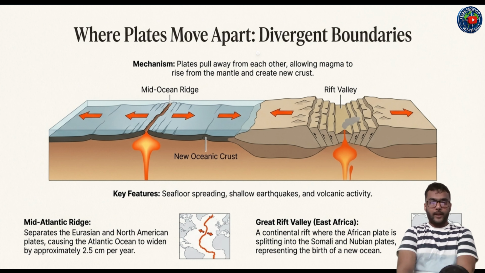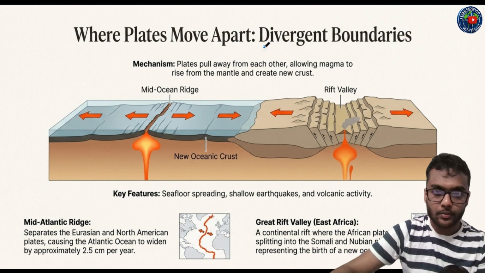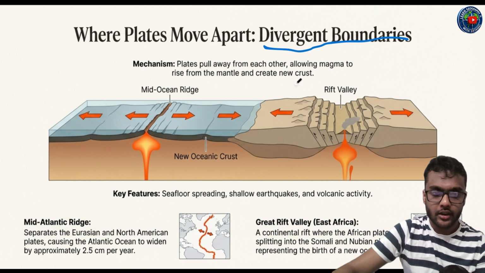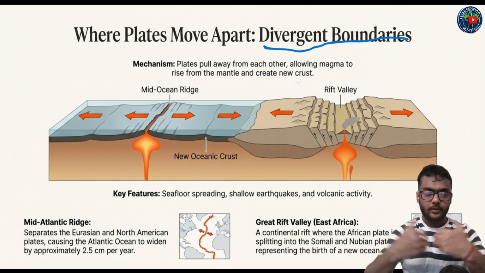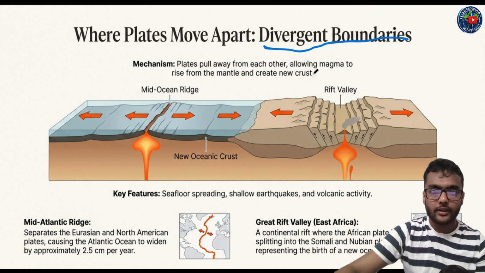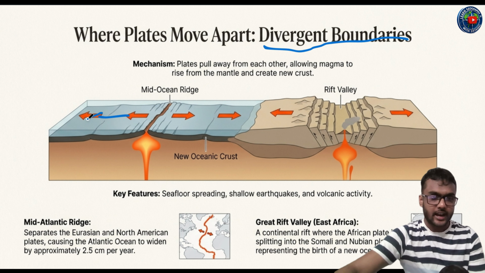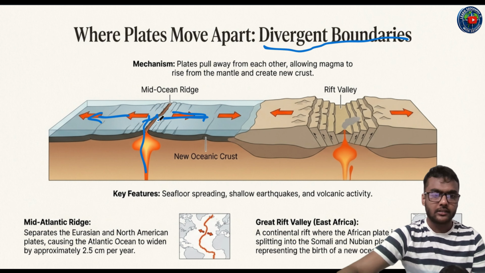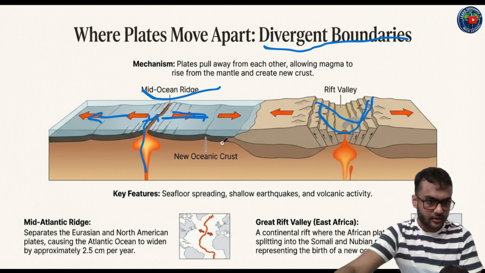Now, where plates move apart, some boundaries are created. First of all, divergent boundaries. Divergent means moving in opposite directions from each other. Plates pull away from each other, allowing magma to rise from the mantle and create new crust. This is the opposite direction, and magma from the asthenosphere rises upward and creates the mid-oceanic ridge. On the other hand, a rift valley will also be created in this process.